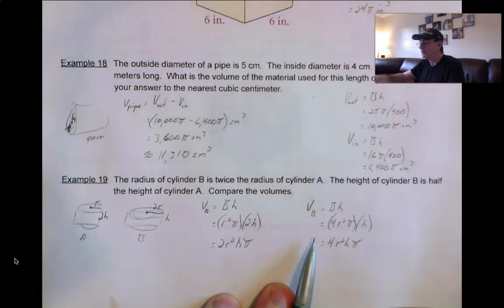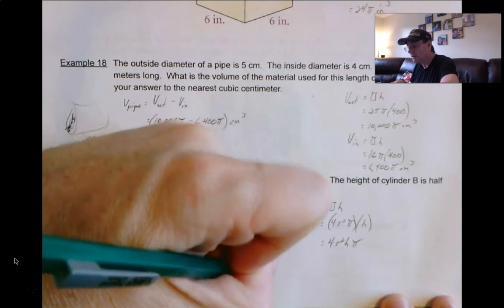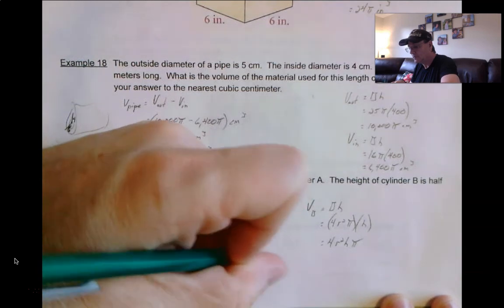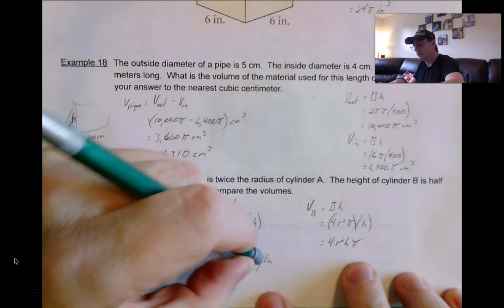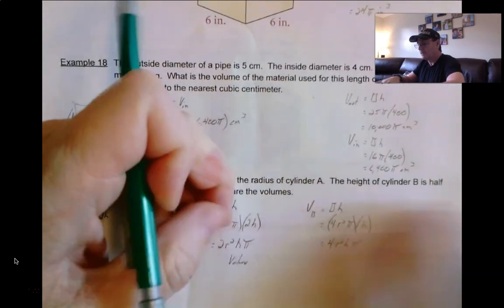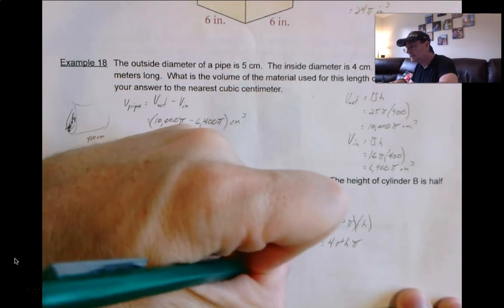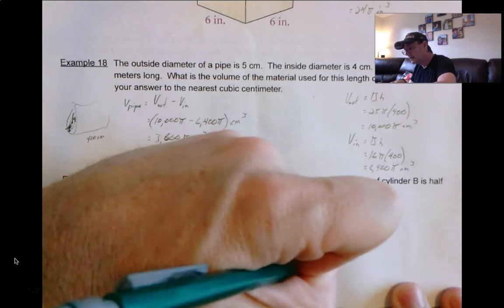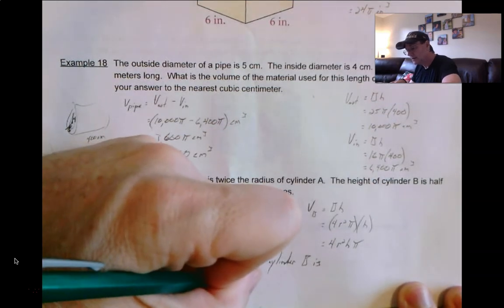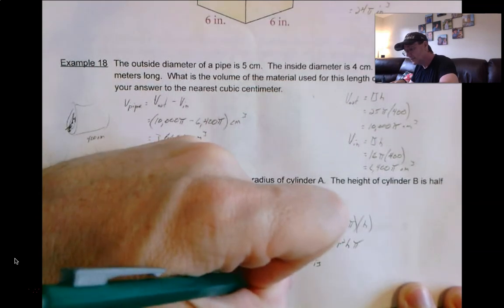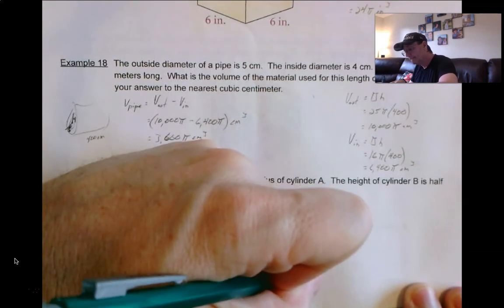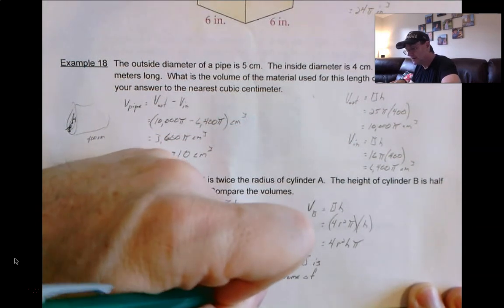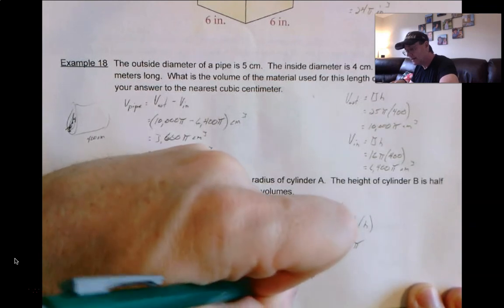Volume of cylinder B is twice the volume of cylinder A.